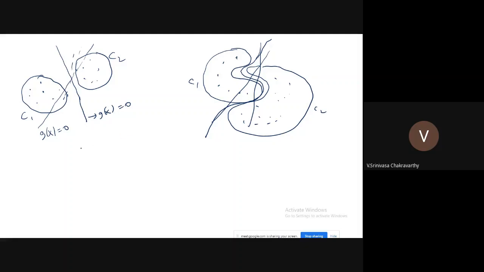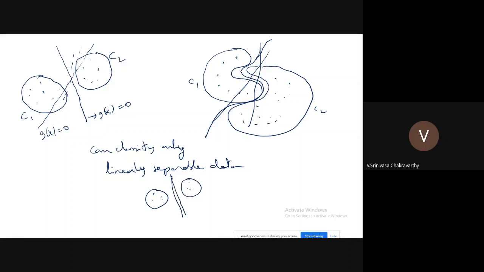So there's a serious limitation to linear discriminant function based classifiers, which is that they can classify only linearly separable data. If the data can be separated by a line, only then can this algorithm discover that line, otherwise it will fail to discover that line.